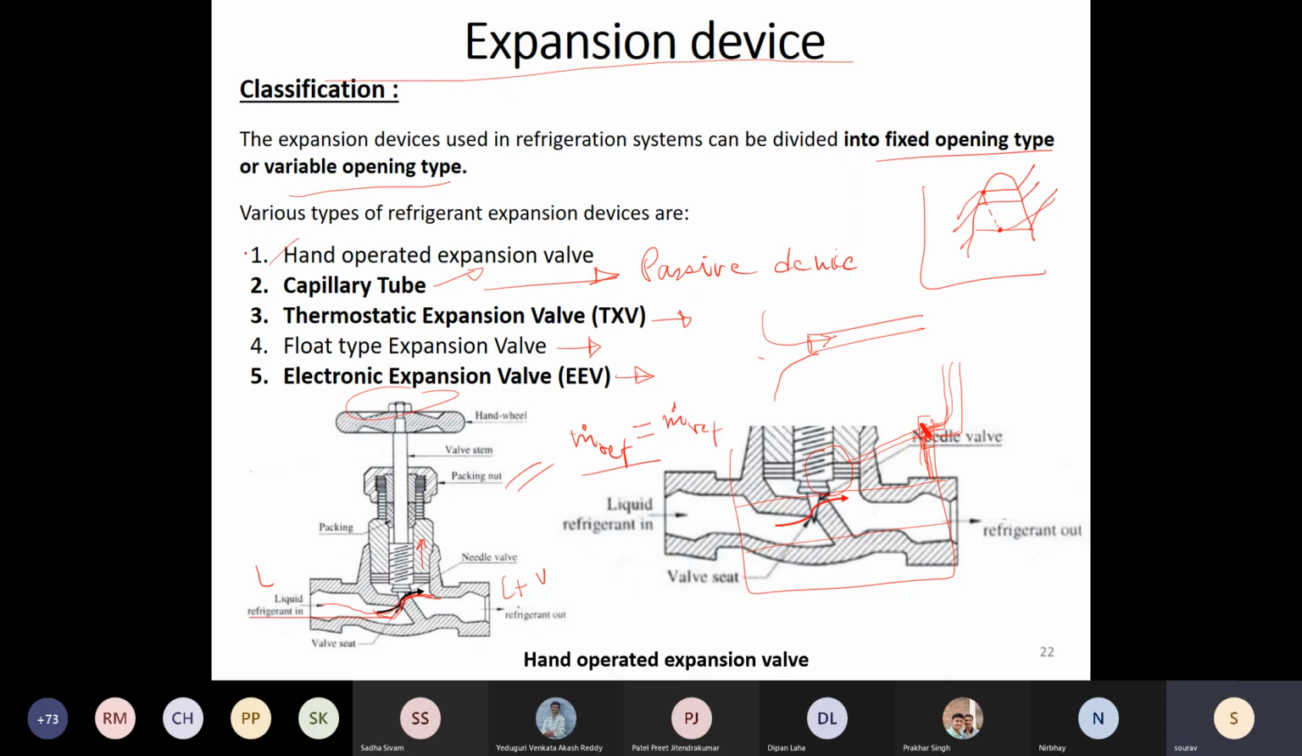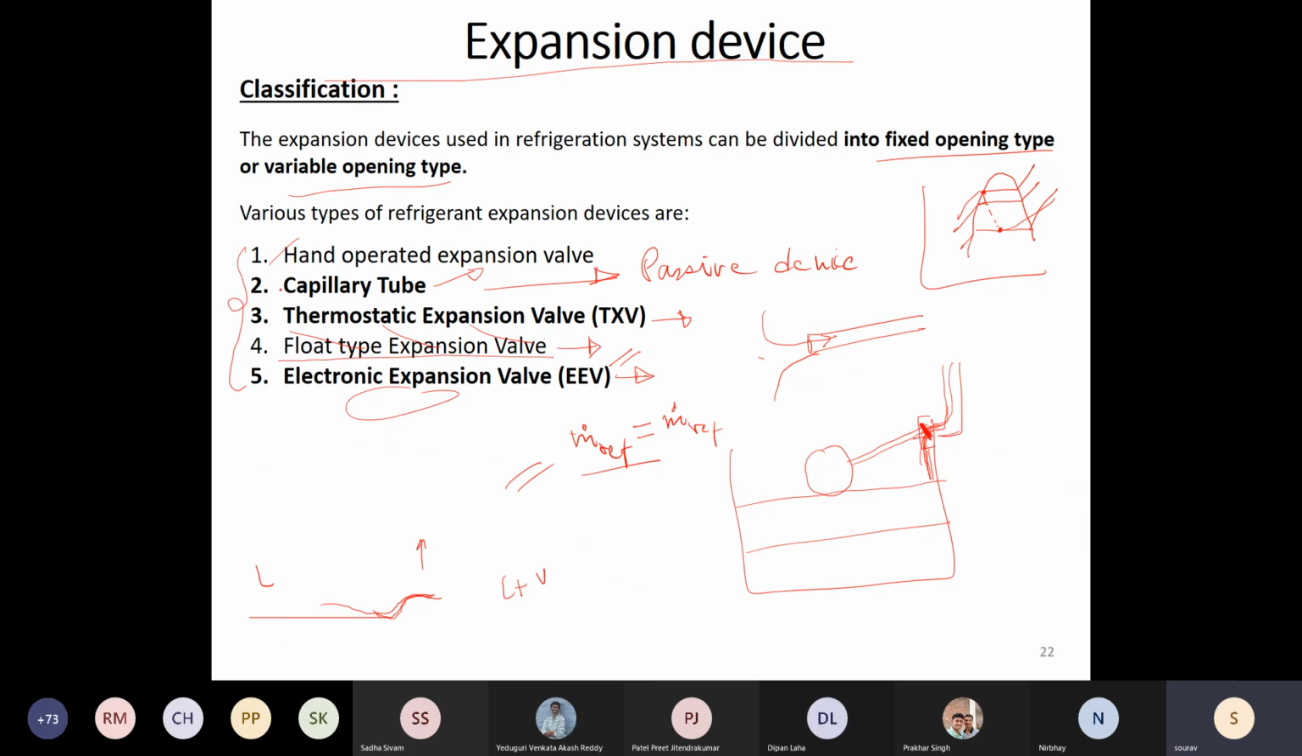Now, which expansion device to be used out of these? Normally, you see EEVs are used for large systems. They can be used for small systems. You will get such expansion valves, but they're expensive. So only for large systems you can justify the cost. Okay. Then these float type expansion valves are used for very specific types of evaporator. So for the time being, let's not discuss this. So ultimately, you will see that most of the manufacturers will be deciding between these two, capillary tube and thermostatic expansion valve.